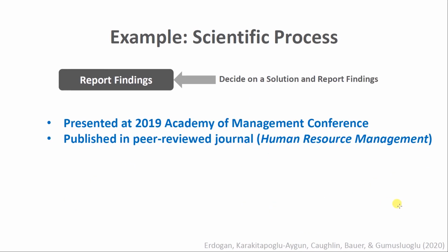So what did we do in terms of reporting out the findings, the last stage of the scientific process? Well, we presented the findings initially at the 2019 Academy of Management Conference, which is a large academic conference that focuses on organizational behavior and human resource management topics, among other things. Now, after we had presented that, we actually were able to publish this in a peer-reviewed journal, which is called the Human Resource Management, which I mentioned earlier. So that's how we've deployed things so far.